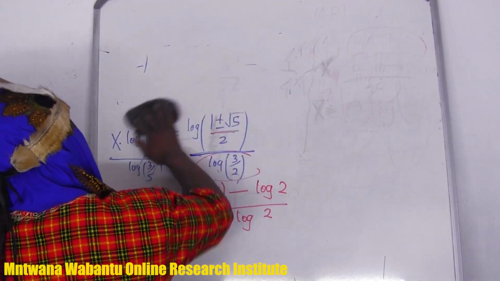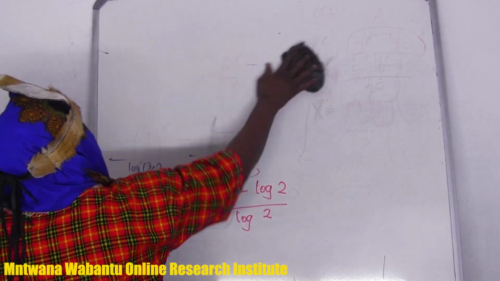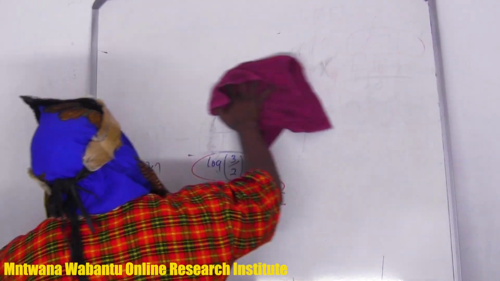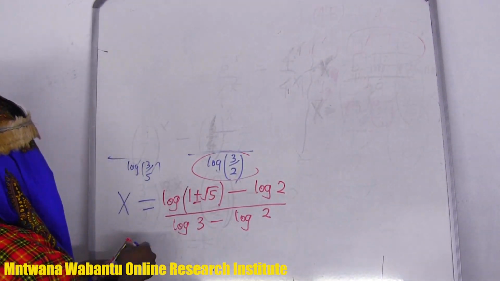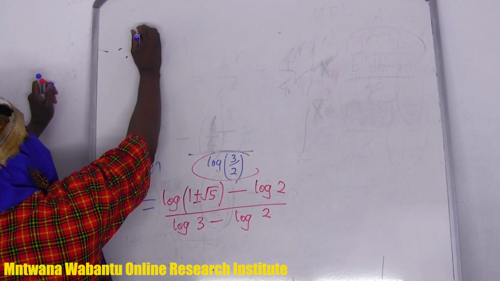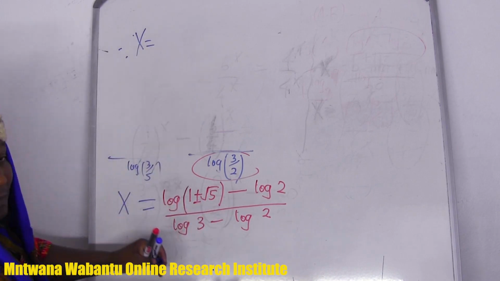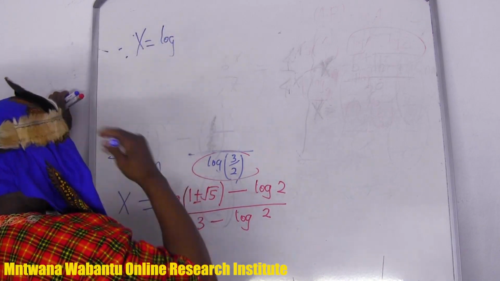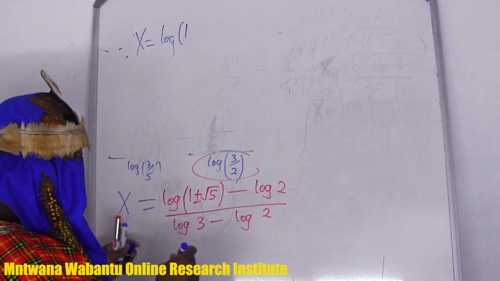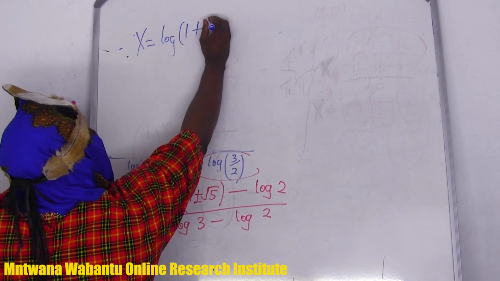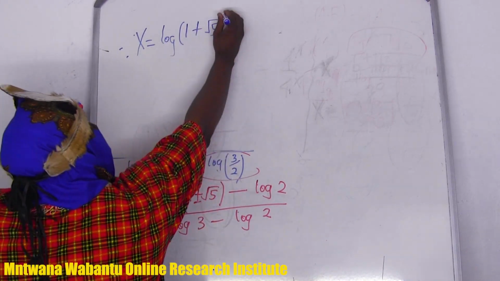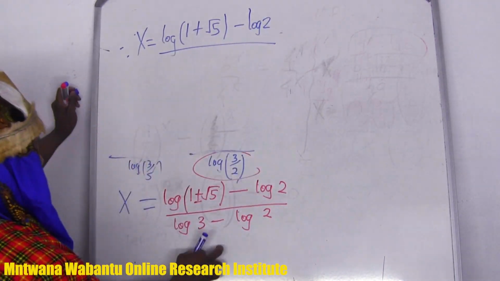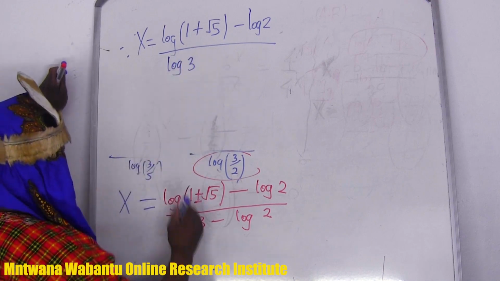So finally, we're done with the question. I just want to finalize and write the final answer. Let's say you want to separate plus and minus, just in case. Let's say I don't want to write plus and minus together. So I can finally say my final answer is going to be x equal to, I can put them in separate answers. And then we say log of 1 plus square root of 5 minus log of 2, and then we divide by log of 3 minus log of 2.